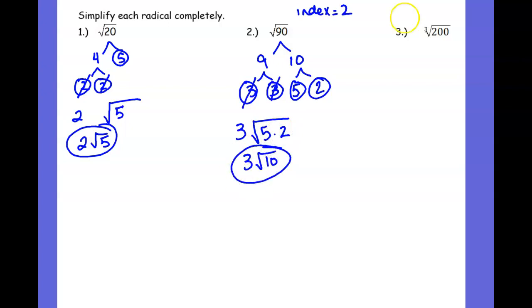Okay, so number 3, the index is actually 3. That's where that little 3 comes from. So we're going to start doing the prime factorization. I'll say 102.